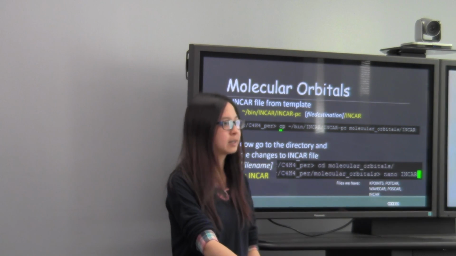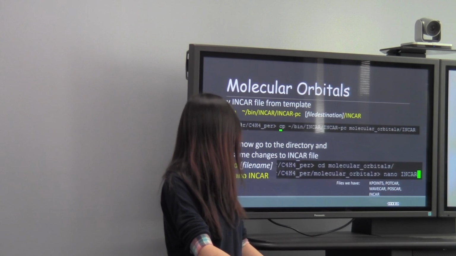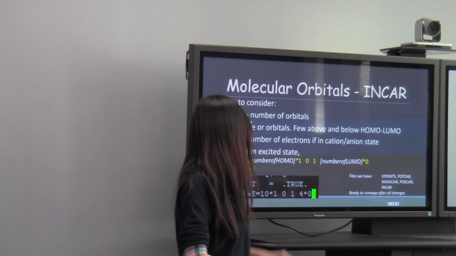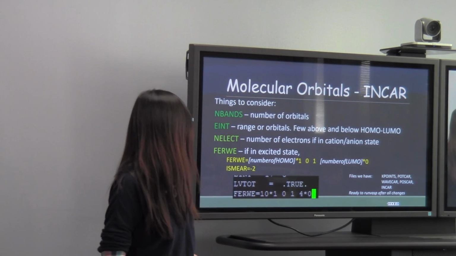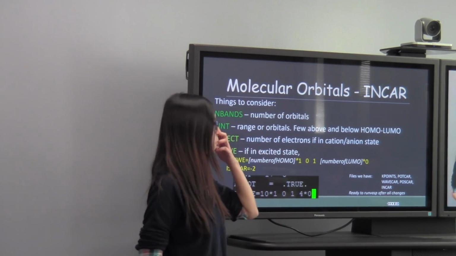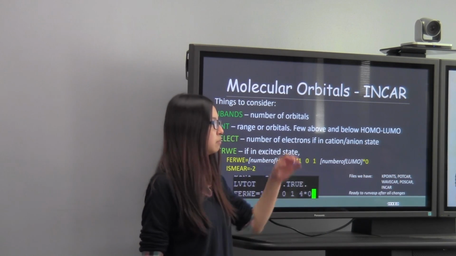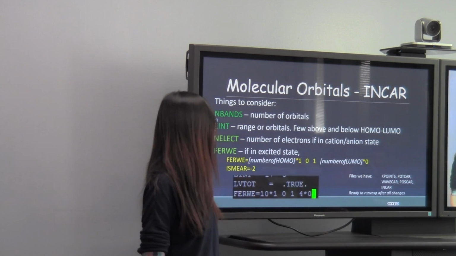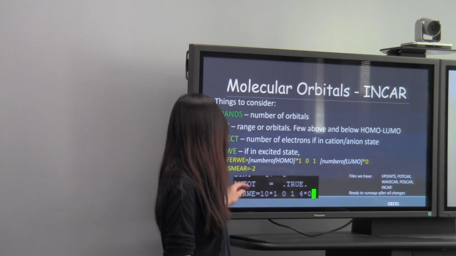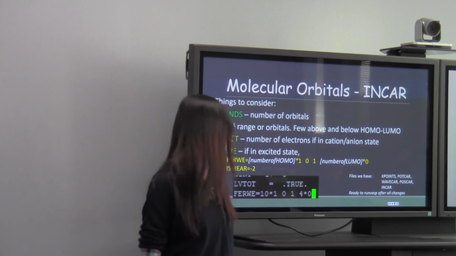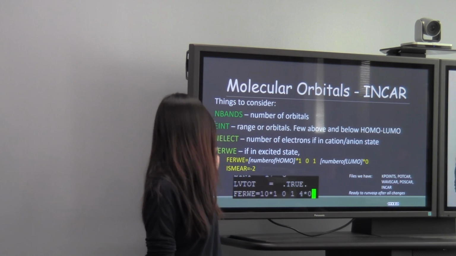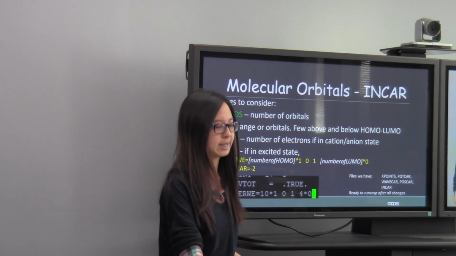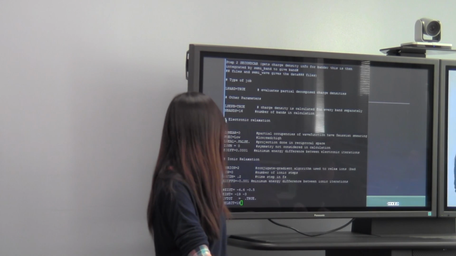The INCAR file can be copied from the template in the cluster, and you also have to modify some things in your INCAR file. Things to consider are your number of orbitals in NBANDS and the range of orbitals you want. Earlier I wanted a few above the HOMO and a few below the LUMO, so I put -9 to 1 electron volt. The same goes for your number of electrons and your Fermi weight if it's in the cationic, anionic, or excited state.